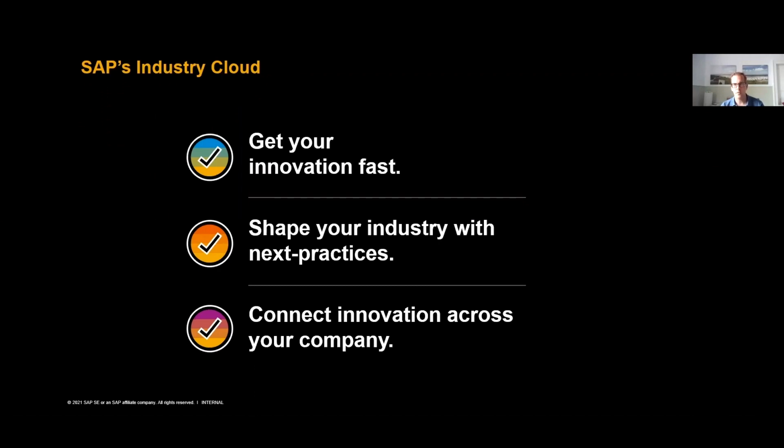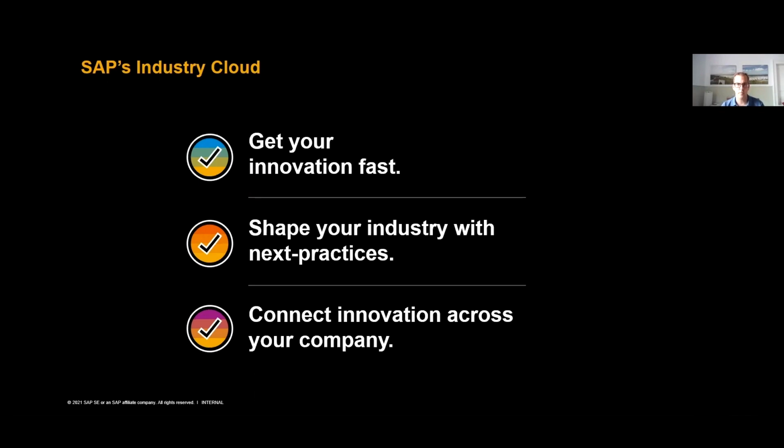Second, it's not about just doing the next iteration of just-in-time, just-in-sequence logistics for automotive companies. No, it's really about what are the next practices that an industry is right now starting to embrace, next practices that are currently being defined, which is in the DNA of SAP's Industry Cloud.